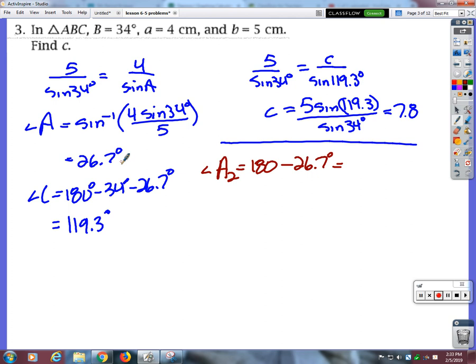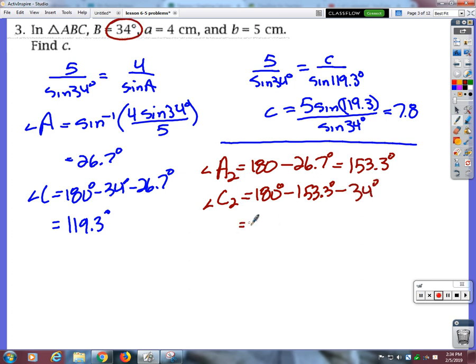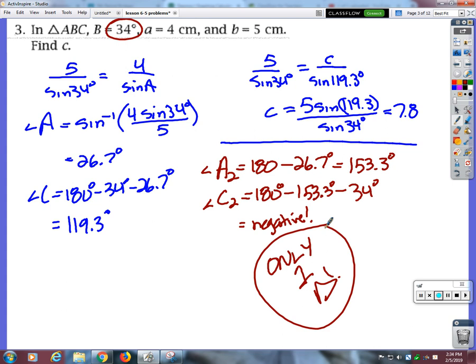Mylena, what's 180 minus 26.7? 153.3. So that's our new angle A. Okay, so then in theory, to find our new angle C, you go 180 minus the new angle A minus the original angle that they gave us. But once again, this comes out to be negative. So there's only one triangle.